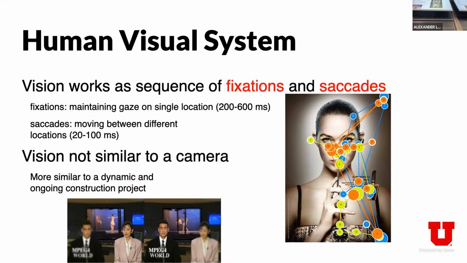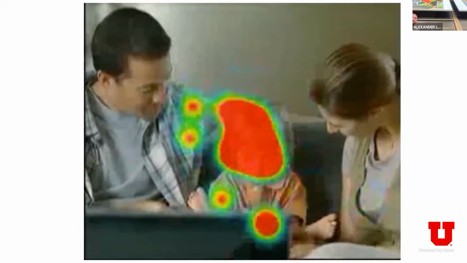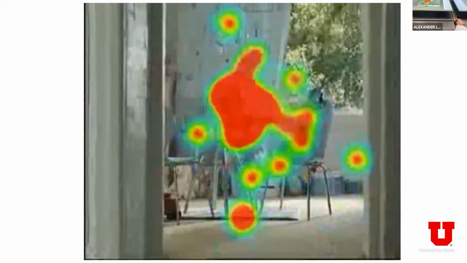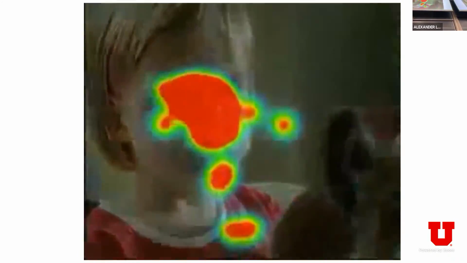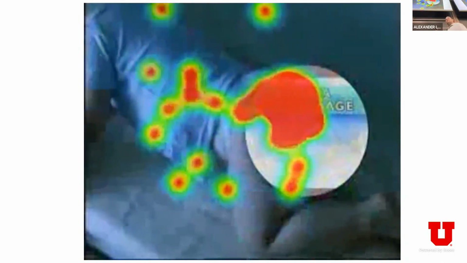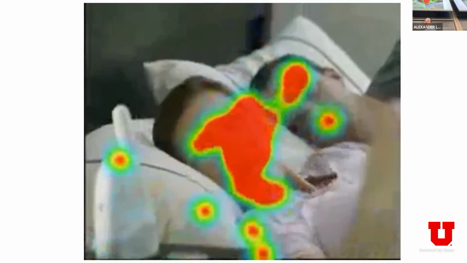This is kind of an evolutionary trait that we developed so that we see an attacker approaching, but we don't see things sharply in our peripheral vision. So vision is really this dynamic and ongoing construction project. And so this is a video that shows you aggregated eye tracking data. If you showed this video to 50 people and then created this heat map for hotspots and where they're looking, this is roughly what you would see.